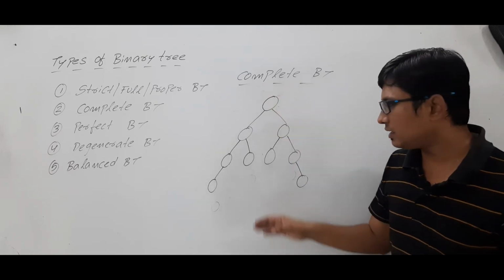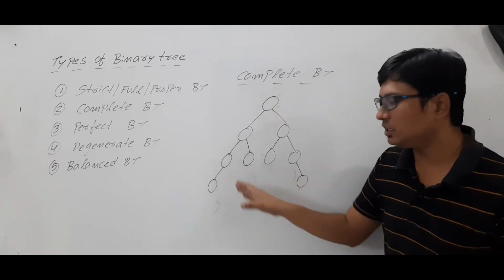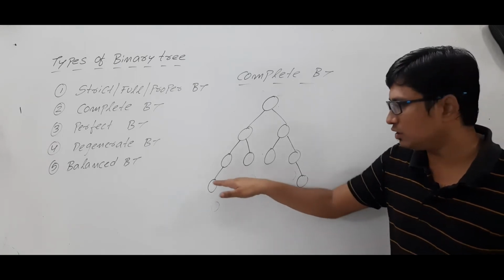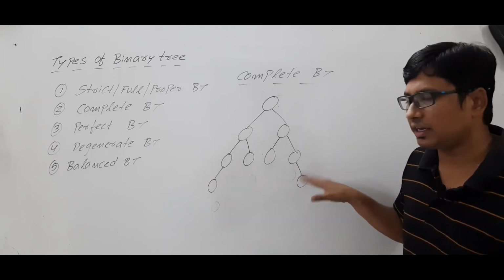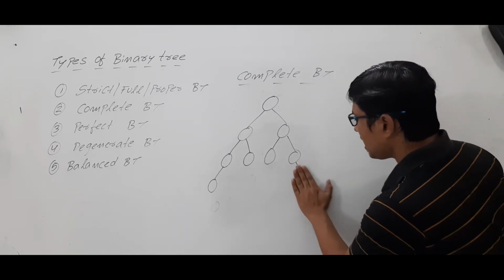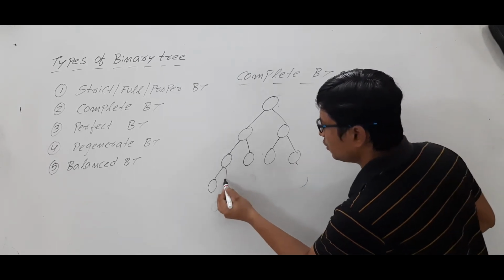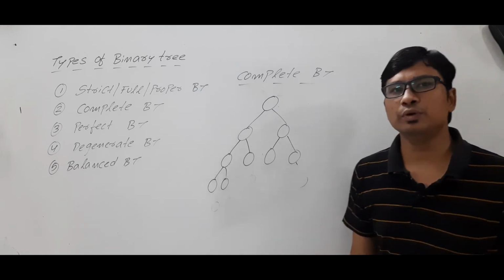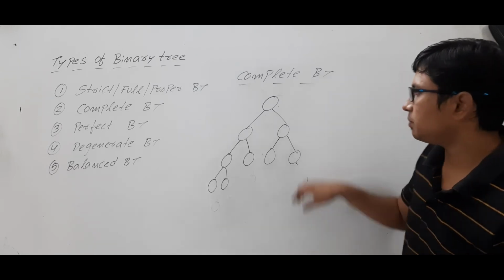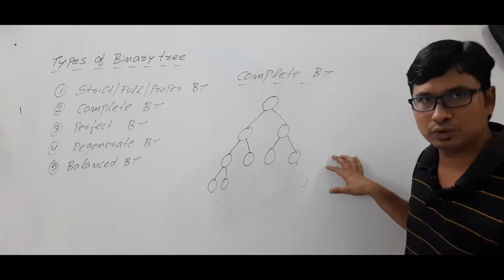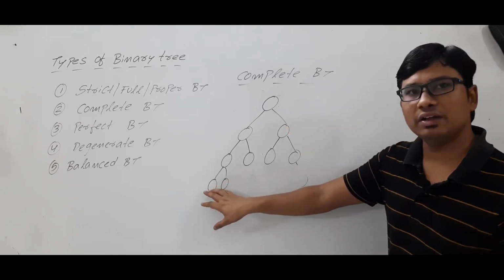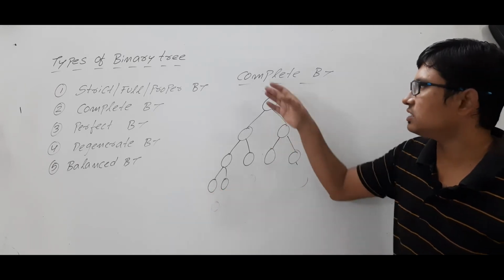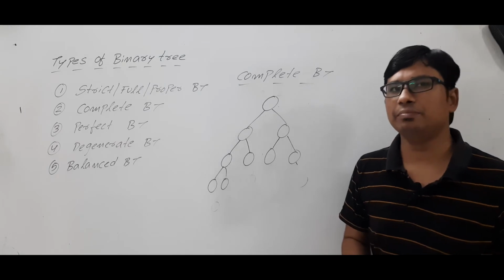Coming to the complete binary tree, a node should be there here, because if you are adding nodes at the last level, they should be added from left to right. Suppose I add this one here, now I can call this a complete binary tree. So I hope you have understood what a complete binary tree is. In all the levels, the nodes are full. In the last level, the nodes should be filled from left to right. Such a tree we can call a complete binary tree.